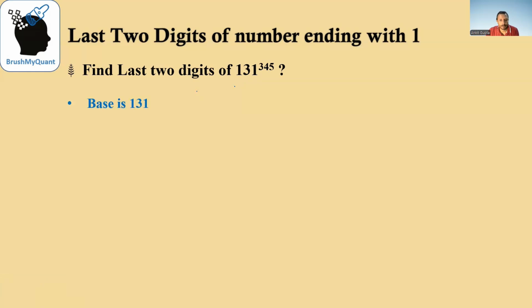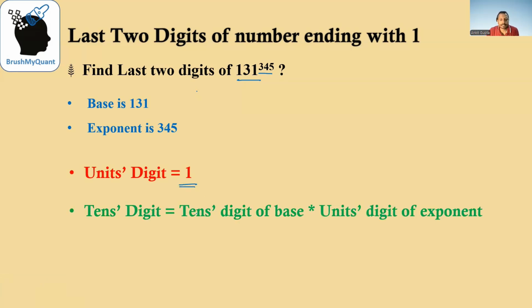Now in this problem, the base is 131, the exponent is 345, and whenever you have to find the last two digits of numbers ending with 1, the concept is: the units digit of that number will be 1 itself, and the tens digit will be equal to the tens digit of the base multiplied by the units digit of the exponent. So let's take this example. In this case, the base is 131, the tens digit of the base is 3, and the units digit of the exponent is 5. So that means the tens digit of this expression will be 5 and the units digit will be 1. So the last two digits will be 51.